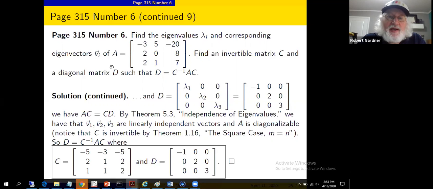They ask us to find C and D. They didn't ask us to find C inverse. No big deal, just additional row operation stuff. But we knew this was going to work. It worked because of Theorem 5.3. These eigenvalues are distinct, so I guarantee you by Theorem 5.3, these corresponding eigenvectors are linearly independent. And so matrix C really is invertible.